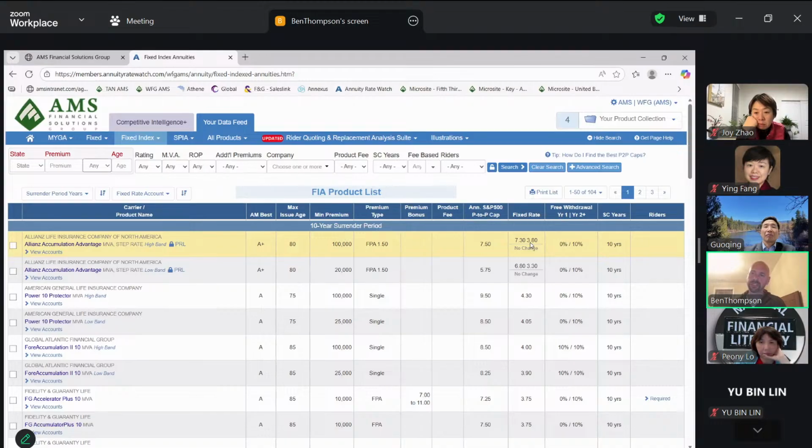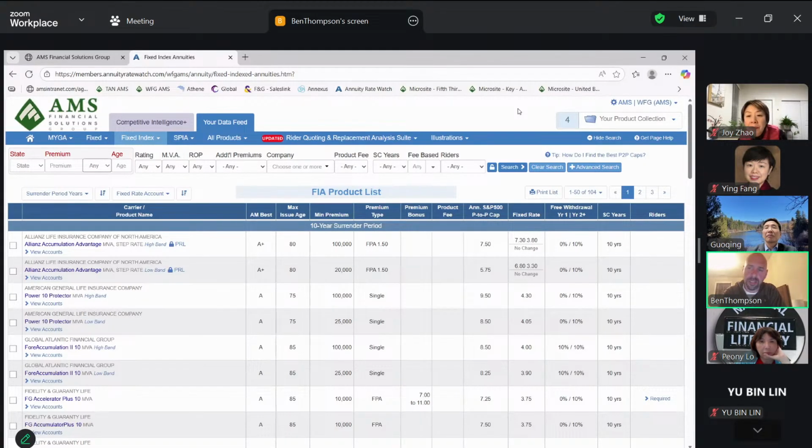If it does have free withdrawals, which most of our products are going to have in some way, shape, or form, it's going to let us know in year one if there is anything, and then in year two plus the remaining surrender term contract, what that free withdrawal is.